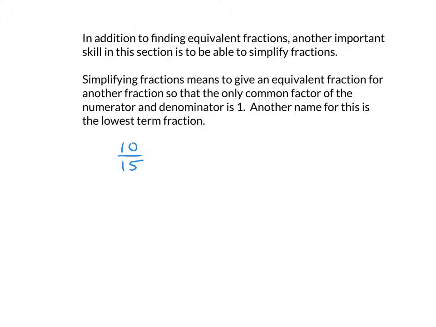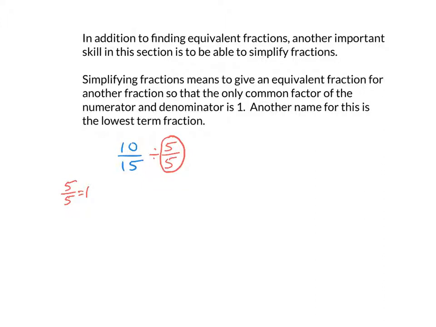As I take a look at both 10 and 15, I know that both 10 and 15 have a common factor of 5 because of the divisibility rule of 5. So one thing I can do is divide both the numerator and denominator by 5. Now, when I divide by 5 over 5, what I'm really doing is dividing by 1, because 5/5 is equal to 1. And you know that anytime you divide a number by 1, you get exactly the same thing.